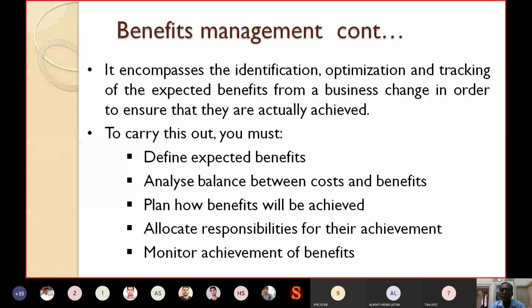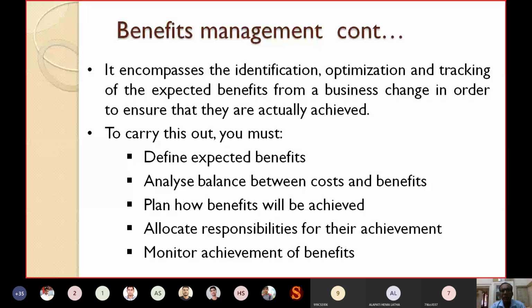Some of the projects may show greater benefits over the cost. Some of the projects may show greater cost over the benefits. So try to balance them, analyze the balance between cost and benefits. Then plan how benefits will be achieved. You have to make initially a plan how the benefits can be achieved.